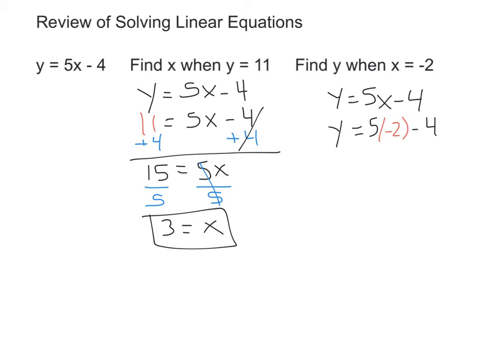In this course, remember that whenever we know x, we can use our graphing calculator and use trace to find y. In our linear unit, we did it mostly by hand, but whichever way is fine. 5 times negative 2 is negative 10, and negative 10 minus 4 is negative 14. So y is negative 14.